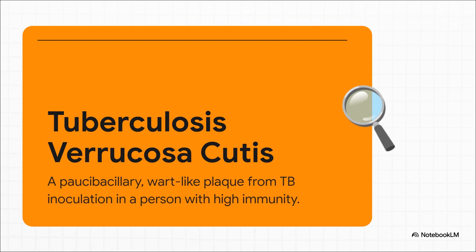This is a sign of a robust and effective immune memory. This happens when a previously sensitized person is re-inoculated. Their immune system immediately recognizes the threat and bam! It walls it off, creating a localized verrucous paucibacillary plaque. It's the body's cell-mediated immunity working exactly as it should.